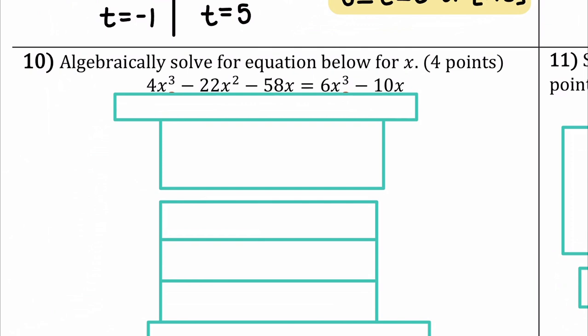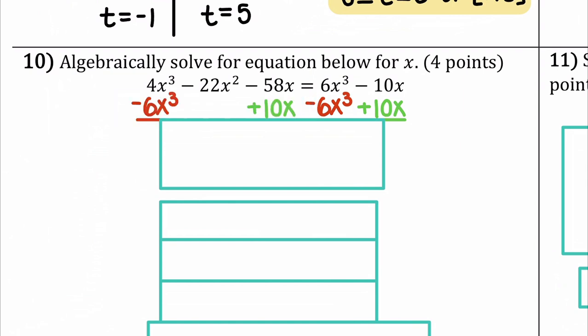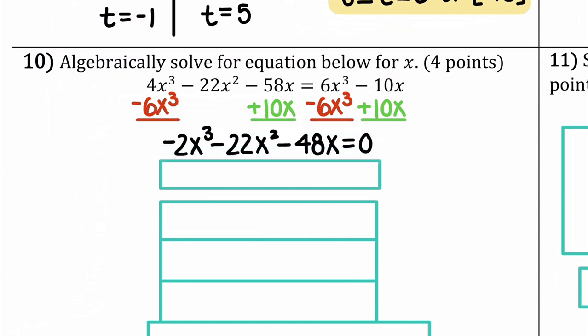So whenever we see any sort of equation, what we know for sure is that we want to set it equal to 0 so that way we can eventually, hopefully, use the zero product property. Or maybe even completing the square or quadratic formula if you're really pleased. But let's first make the entire equation one side equal to 0 by adding 10x and subtracting 6x to the third power on both sides of the equation. So once we do that, that gives us a result of -2x to the third power minus 22x squared minus 48x equals 0.